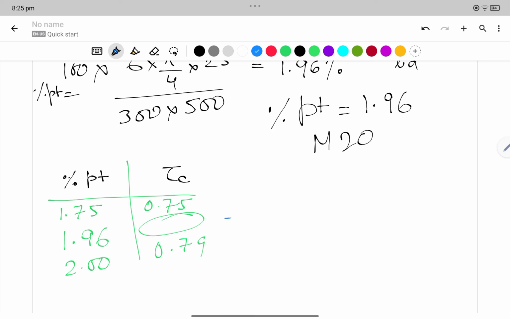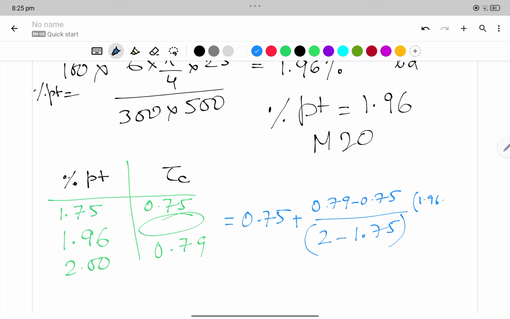So if we do interpolation, we will get 0.75 plus (0.79 minus 0.75) divided by (2 minus 1.75) into (1.96 minus 1.75). Give me a minute, I will calculate the value.